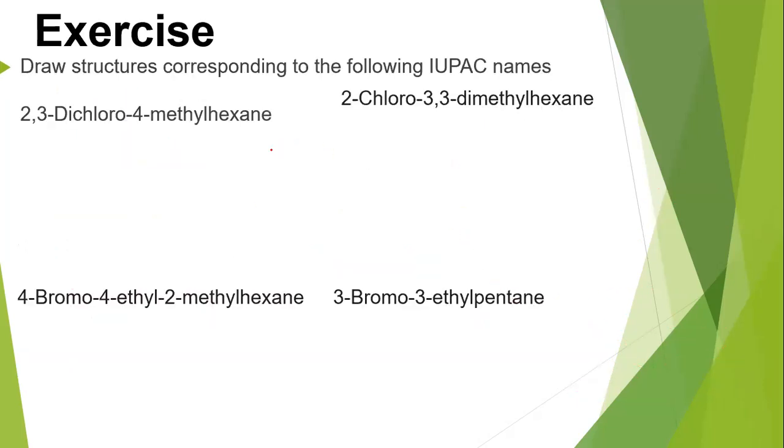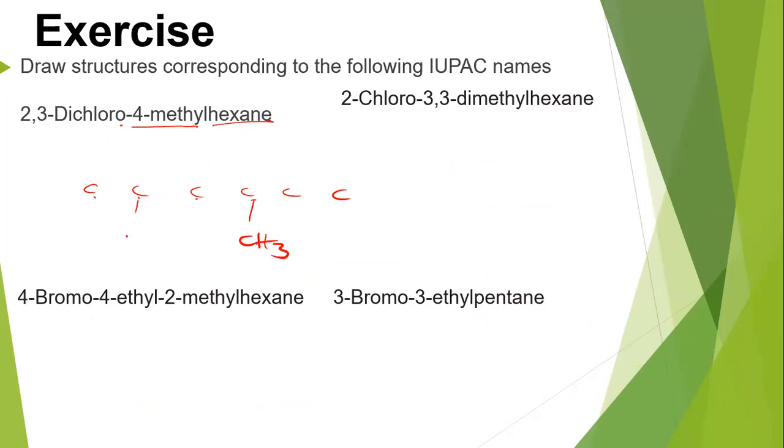Now we are supposed to draw structures corresponding to this name. Always, what will make your life very easy is that you start from the parent name. So hexane, 6 carbons, 1, 2, 3, 4, 5, 6, right? Then 4-methyl. So on the fourth carbon, 1, 2, 3, 4. There's a methyl group here, right? Now 2,3-dichloro.